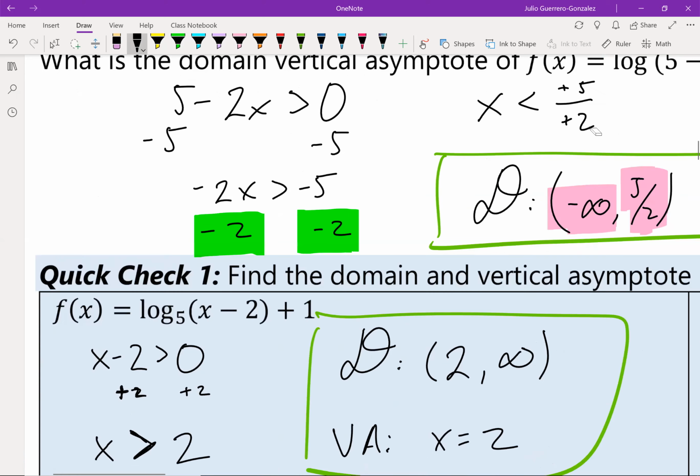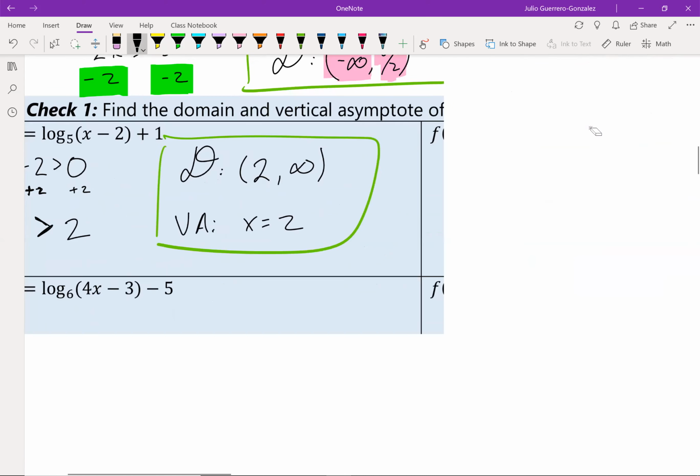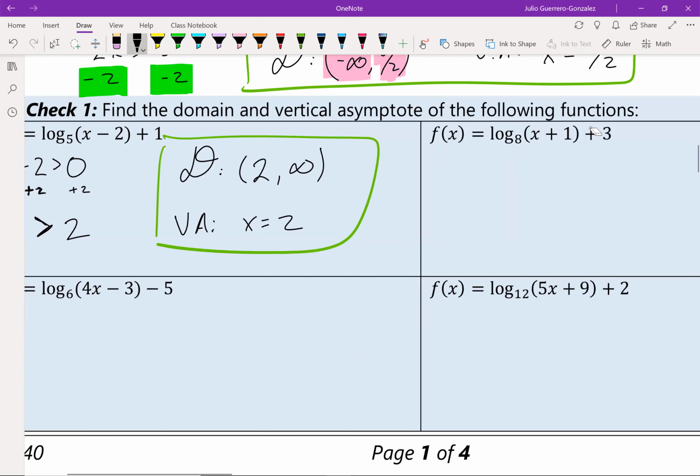Okay. Only when you divide by a negative do you flip the sign. Okay, I need to write that down.